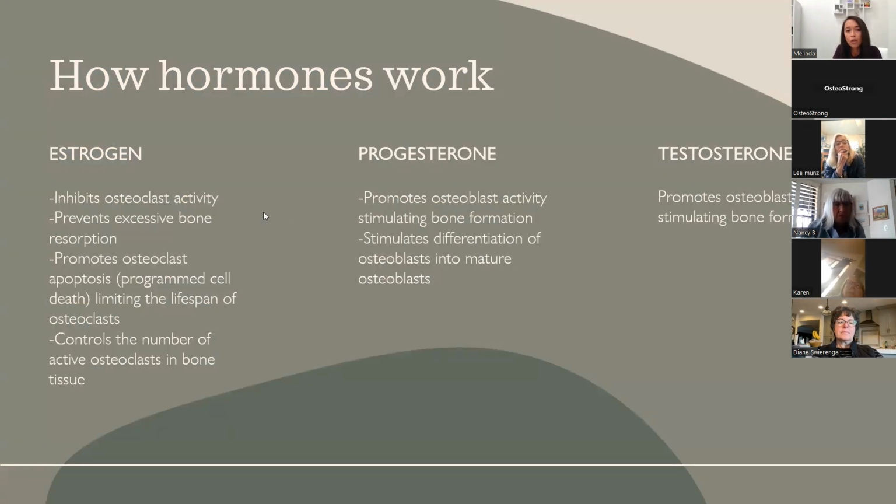So estrogen works on the osteoclasts by inhibiting osteoclast activity, preventing excessive bone resorption. It promotes osteoclast apoptosis, which means programmed cell death. So it limits the lifespan of the osteoclasts, and it controls the number of active osteoclasts in the bone tissue. Progesterone promotes osteoblast activity, stimulating bone formation, and also stimulates the differentiation of osteoblasts into mature osteoblasts. And then testosterone promotes osteoblast activity, stimulating bone formation. So all of the hormones play a role. Estrogen is definitely the hardest working one.